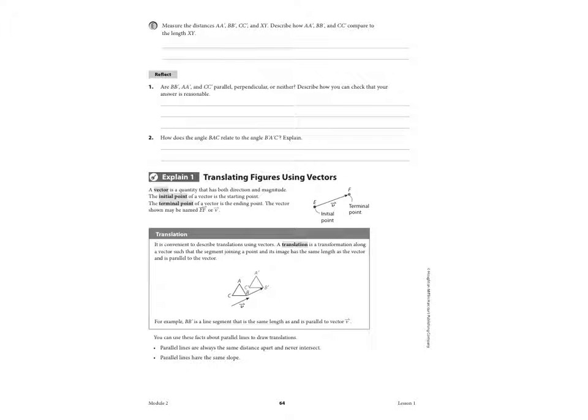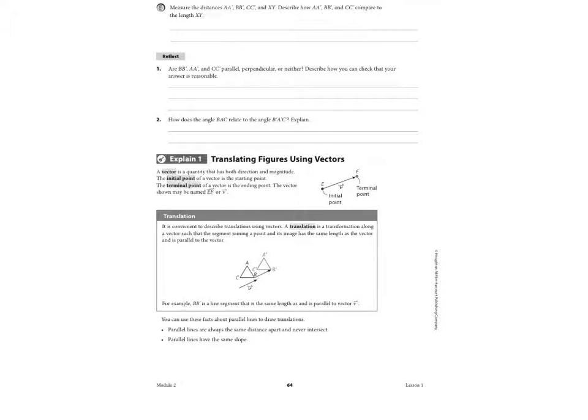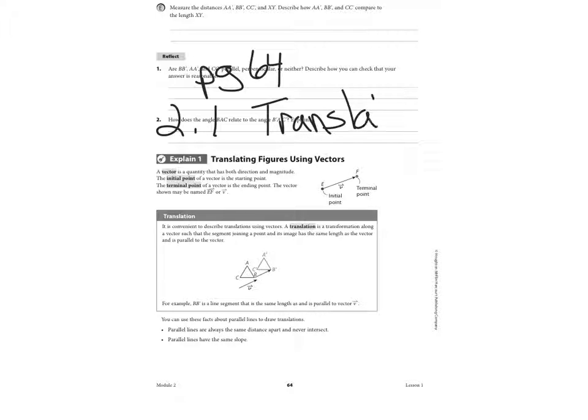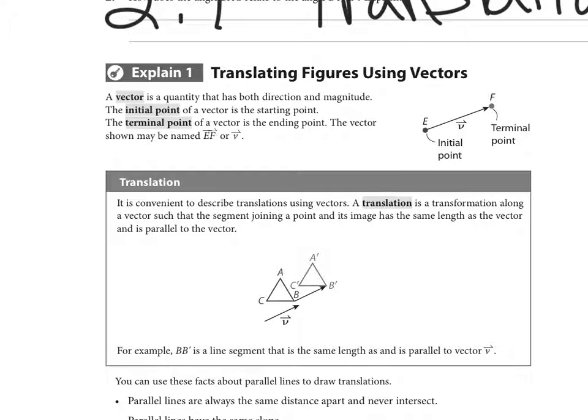Okay, so 2.1, this is page 64. Page 64, 2.1 is translations. So this is talking about vectors, which I mentioned today. A vector is a quantity that has both direction and magnitude. And magnitude just means length.